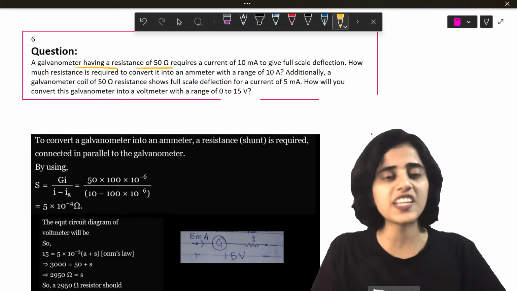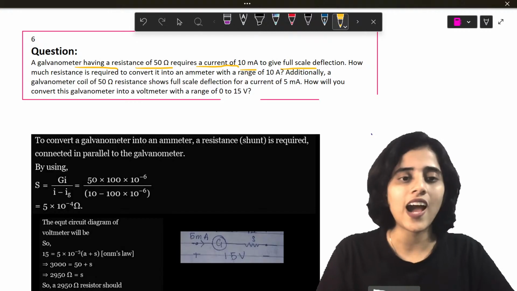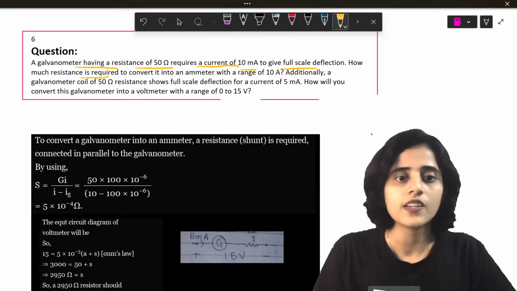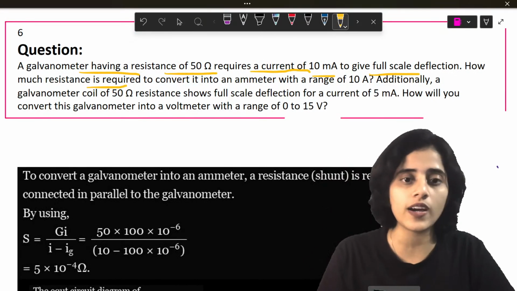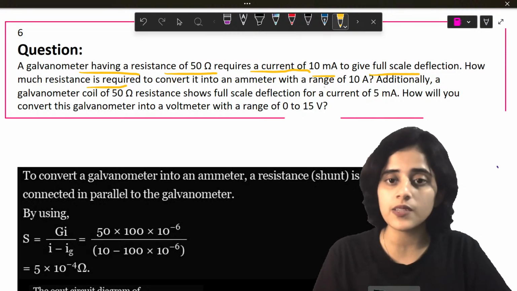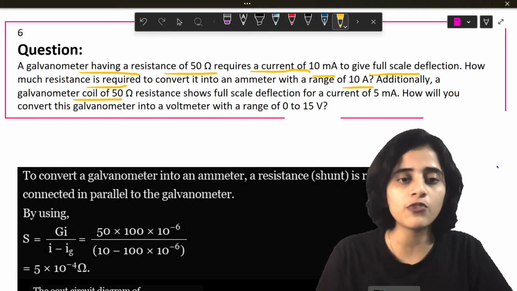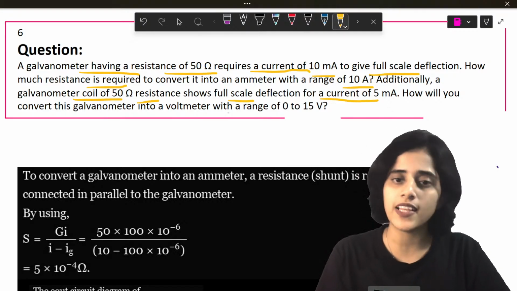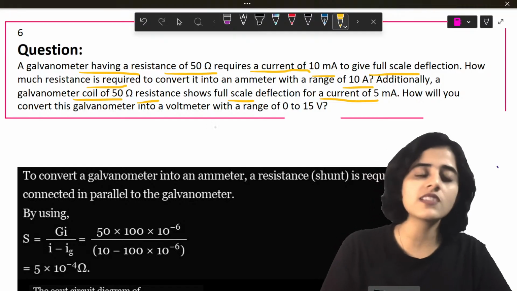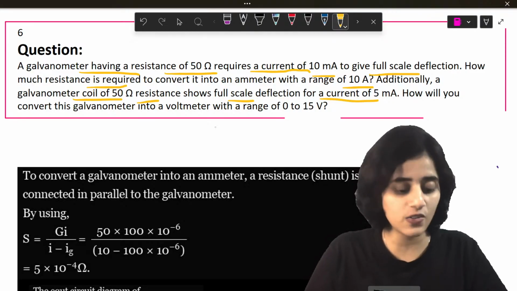A galvanometer having a resistance of 50 ohms requires a current of 10 milliamps to give full scale deflection. How much resistance is required to convert it into an ammeter with a range of 10 amps? Additionally, a galvanometer coil of 50 ohm resistance shows full scale deflection for a current of 5 milliamps. How will you convert this galvanometer into a voltmeter with a range of 0 to 15 volts?